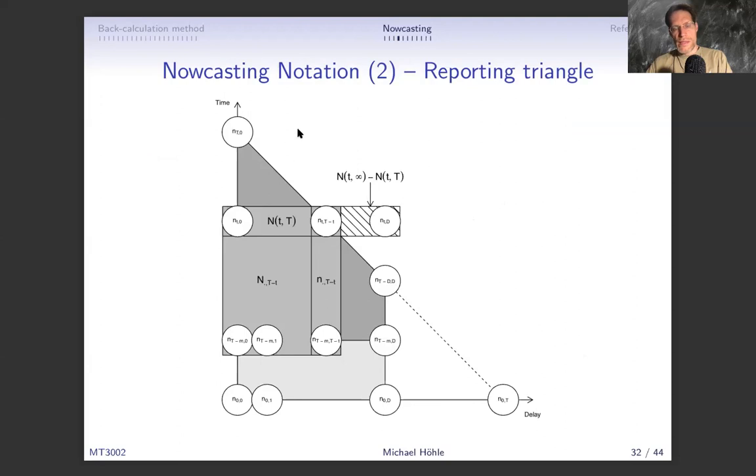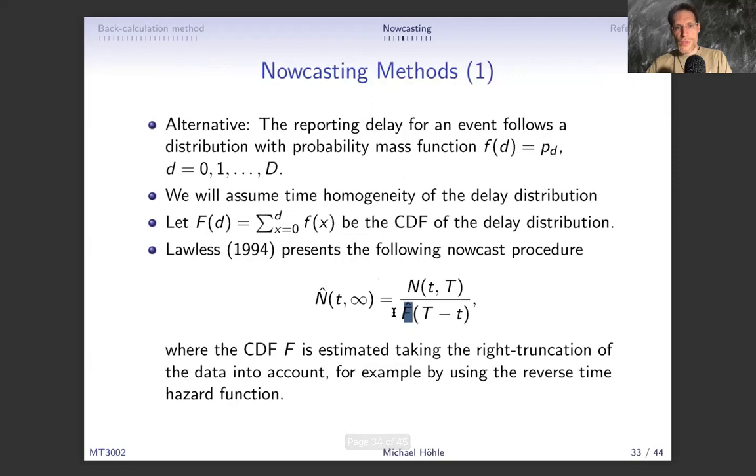These two would be missing, right? So only those with a shorter delay would be available. If you don't take this into consideration, you will get a bias, and observations are missing towards the end. This is something which is called right truncation of the observations. This is related to survival analysis as well.